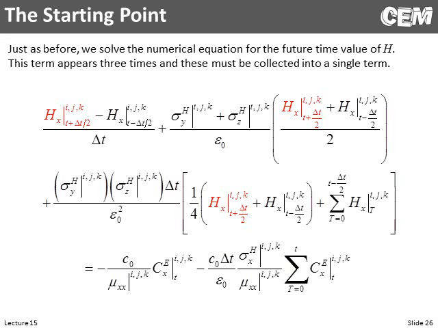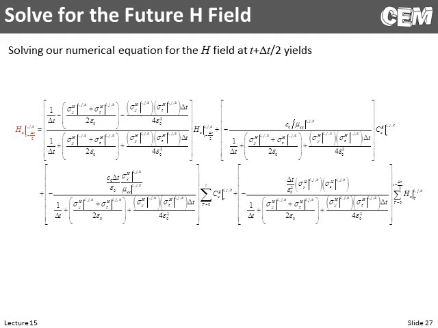And notice what is in red here are the magnetic fields at the future time step. So in fact, we have 3 of them. And what this tells us is we have to multiply everything out, bring the future time step over to the left side of the equation, everything else over to the right, and collect coefficients, and solve for this term. So there's a bit of algebra left in that. When we do that, here's where we end up.